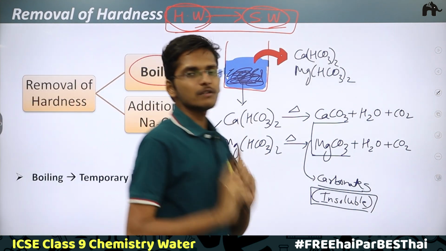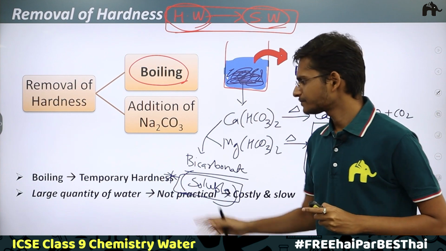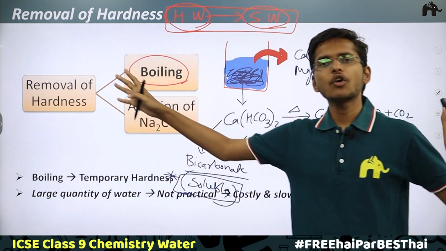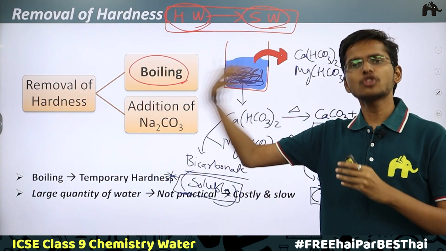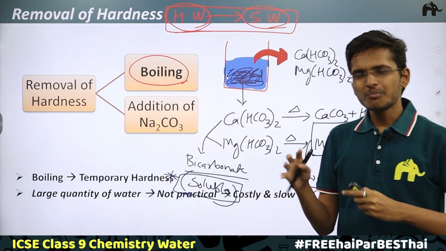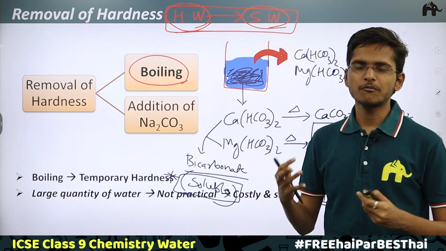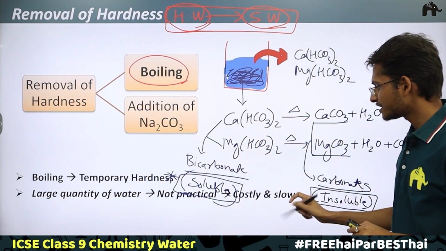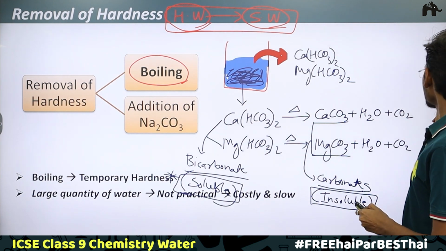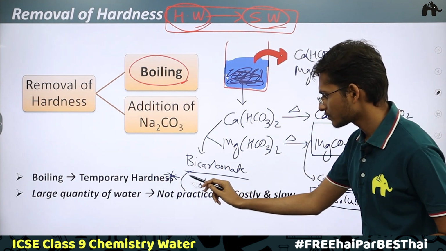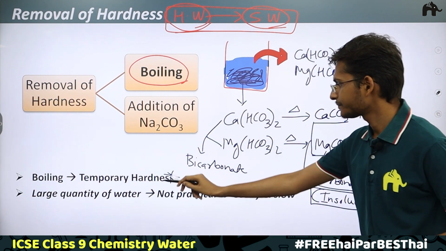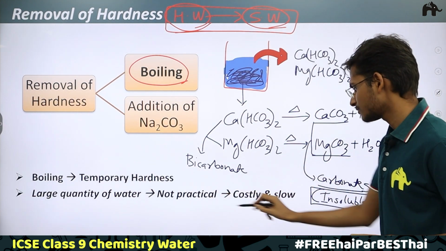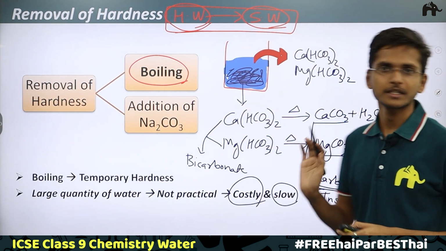Very nice, very simple. But there is a problem with this technique. What's the problem? If we are trying to make a large quantity of temporary hard water into soft water, boiling is not that feasible, not that practical. Why? Because it takes so much time, and it's too costly as well. I will erase some part so that you would be able to see. It's not practical because it's too costly and a very slow method.